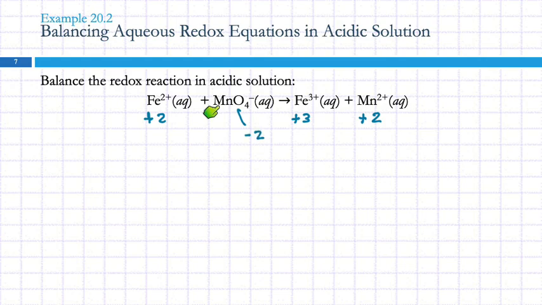What does the manganese have to be? Not +2, because there's 4 of these guys. +7. So there's 4 of those, which gives me a total of -8 charge. I want these 2 to add up to -1, so this one's got to be +7. A little bit tricky.